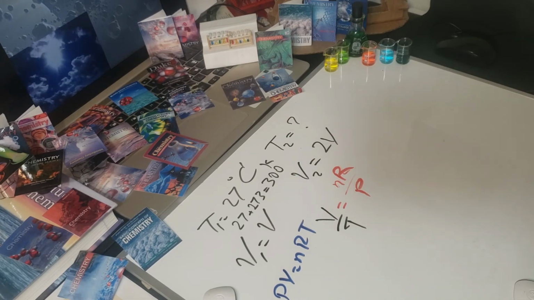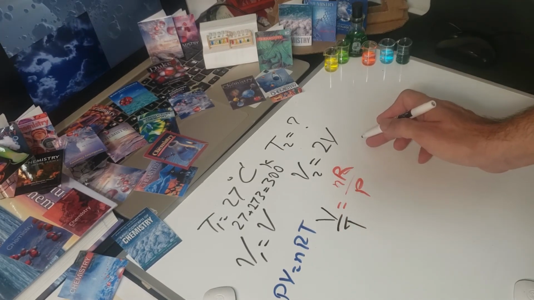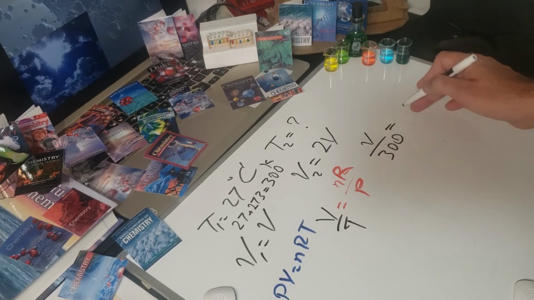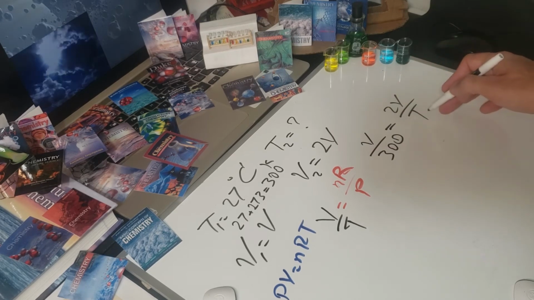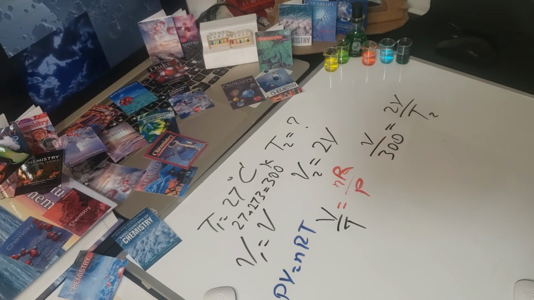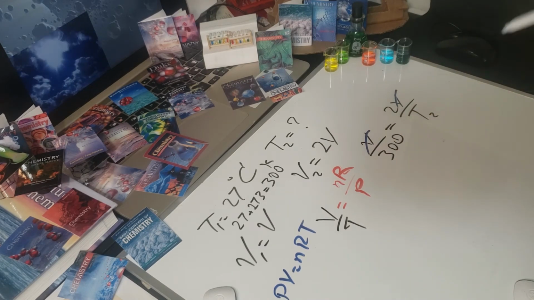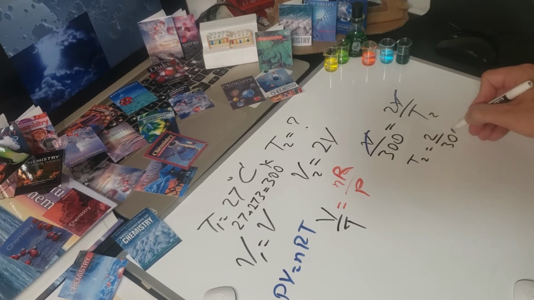So you have to change the temperature to Kelvin before you could deal with the problem. So let's do this. The volume V1 is just V divided by 300 equals the volume 2, which is 2V divided by the temperature that we don't know, T2. Because these V's are the same, we could just drop them off both sides, and then I could put the T to the other side and 300 to the other side. That would solve my problem, T2 equals 2 divided by 300.